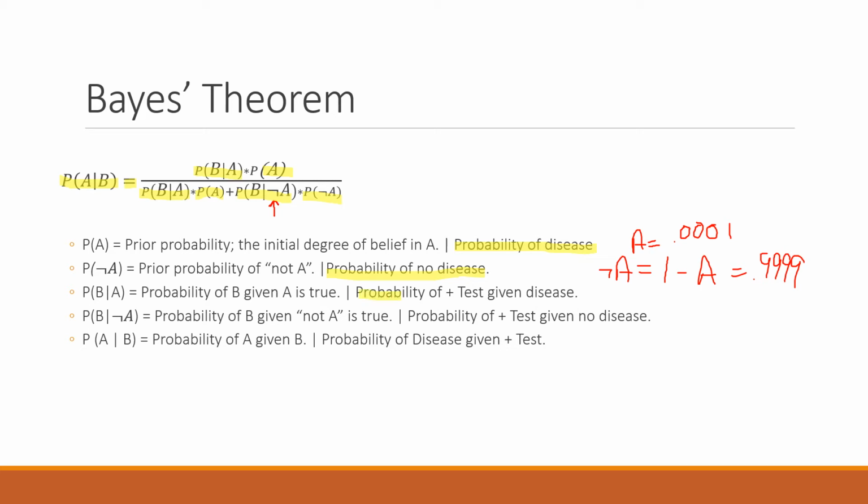All right, so we've got the probability of B given A is true. So what's the probability of a positive test given the disease? That's in the example as well. We've got the probability of B given not A, the probability of a positive test given no disease. All right, so what do we have here? This positive test given the disease, that's a true positive, right? Or a hit. Probability of a positive test given no disease. This is our false positive.